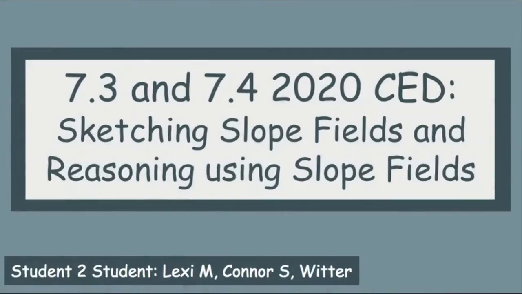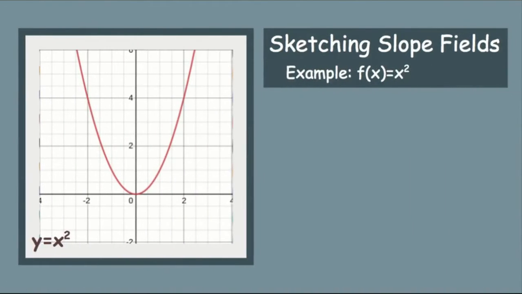This is 7.3 and 7.4, sketching slope fields and reasoning using slope fields. So first we're just going to start off with a very rough example. It's just the basic concept of sketching and plotting a slope field. So we're going to start with the function f of x equals x squared. As you can see to the left, this is the graph of x squared.